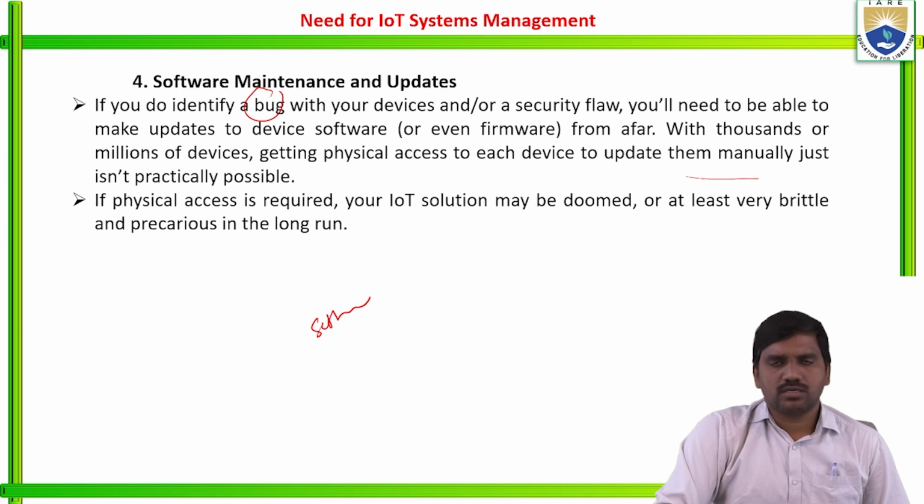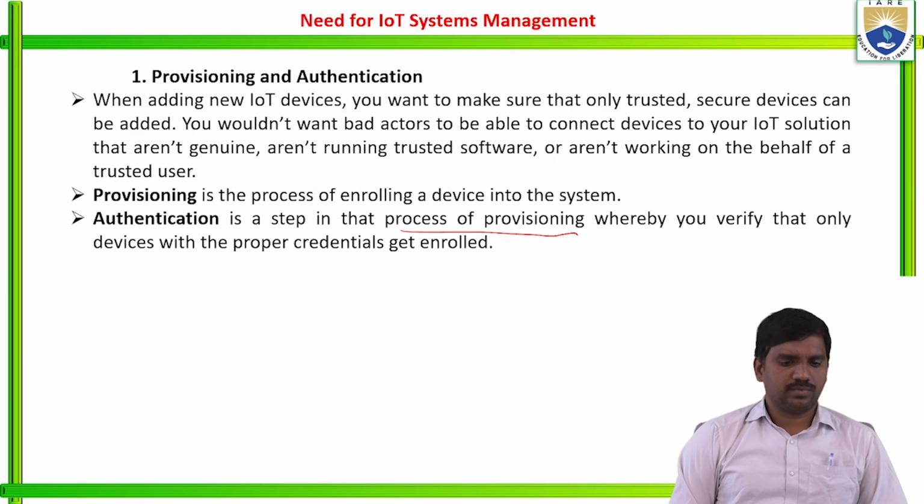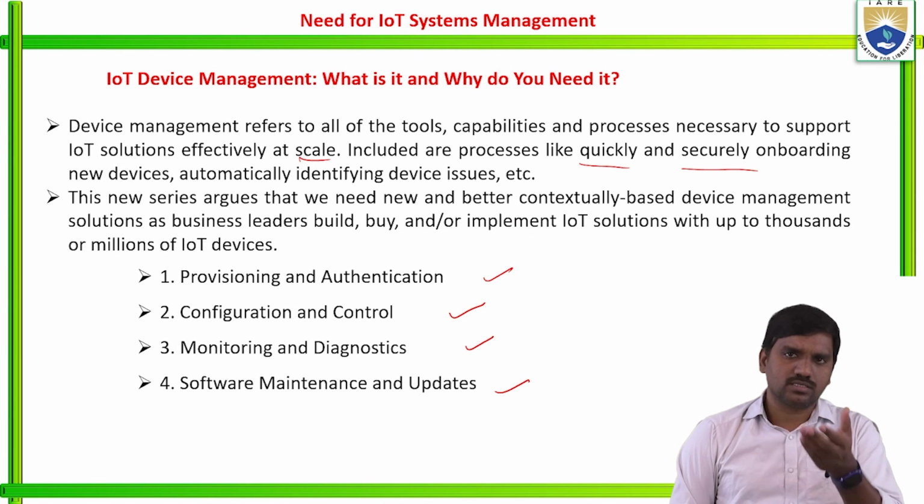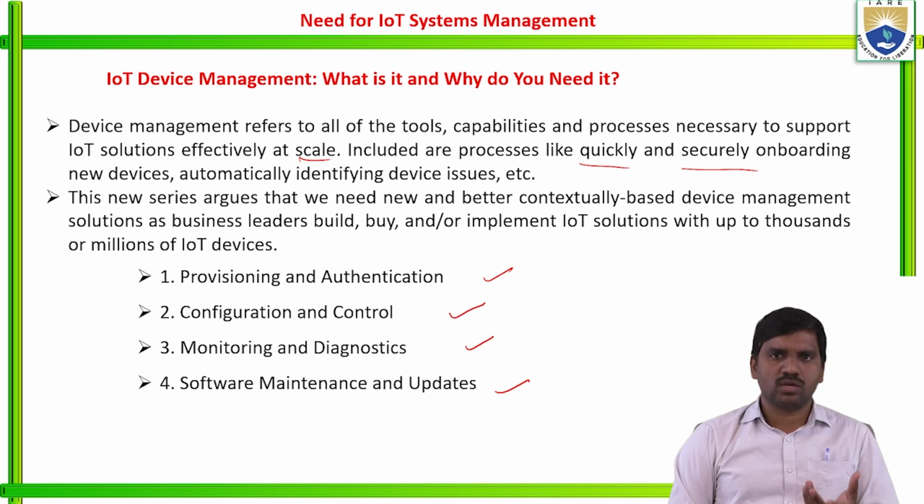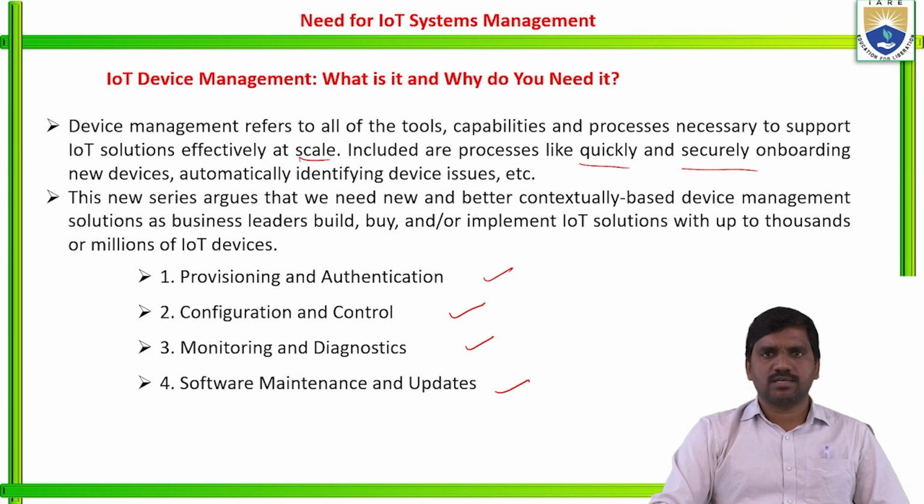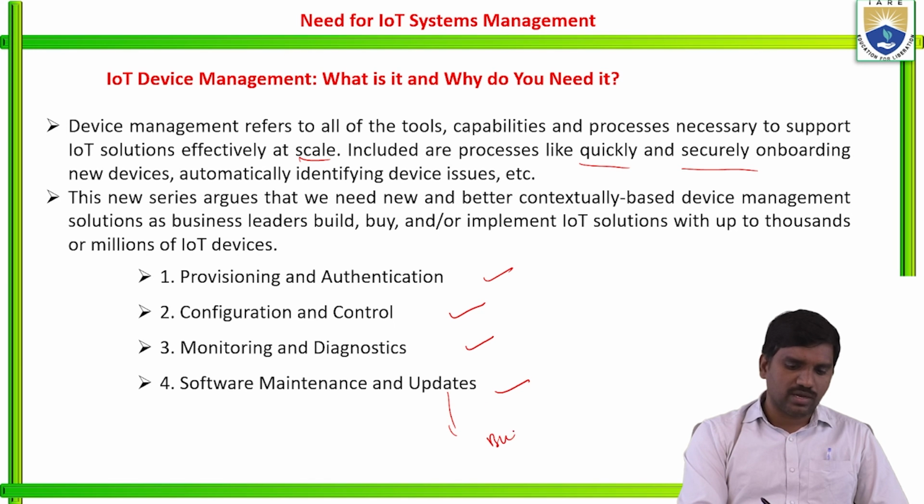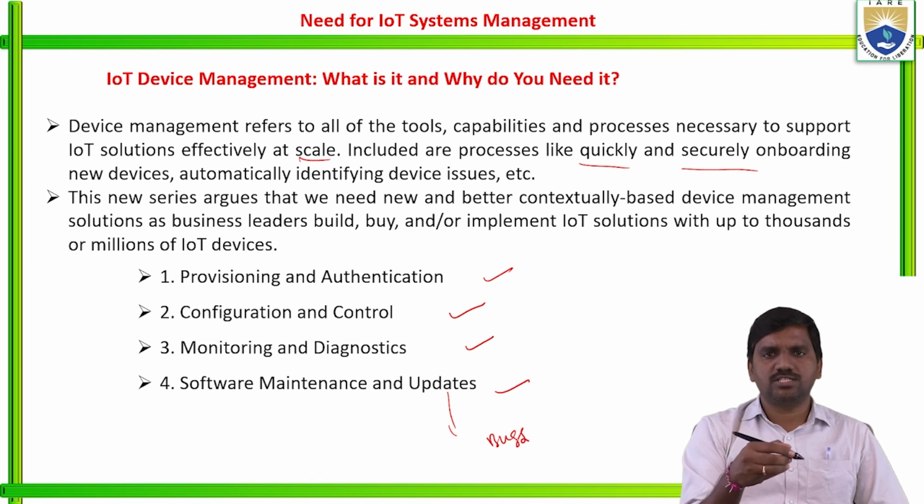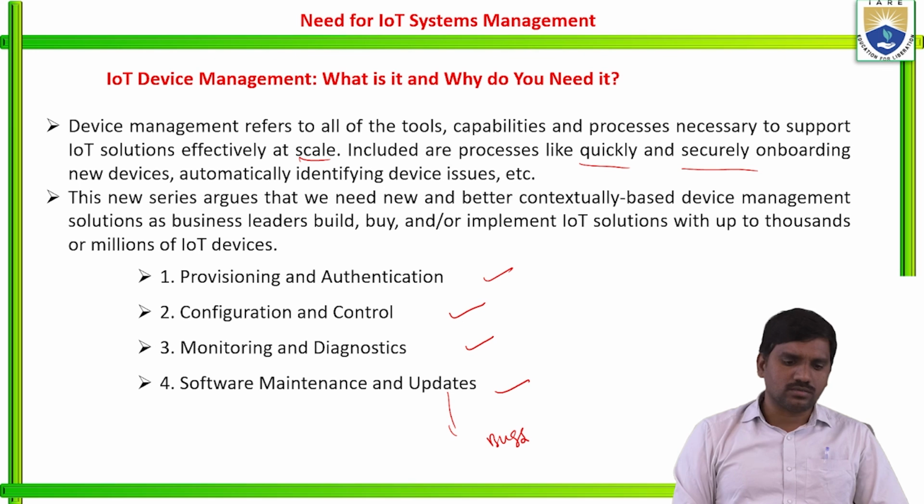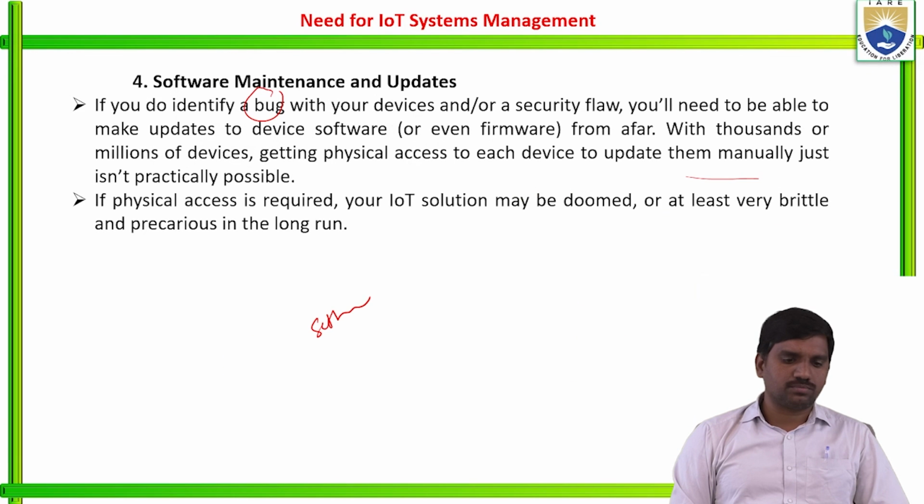So these are the things in IoT maintenance. What is an IoT device, what is the main important role of device management in building an IoT system, and why is it done? These are the four important points: provisioning and authentication, configuration and control, monitoring and diagnostics, software maintenance and updates. It depends on the bugs. We need to update the system automatically, and then the system performance will improve based on that activity. So these are the four types of maintenance.